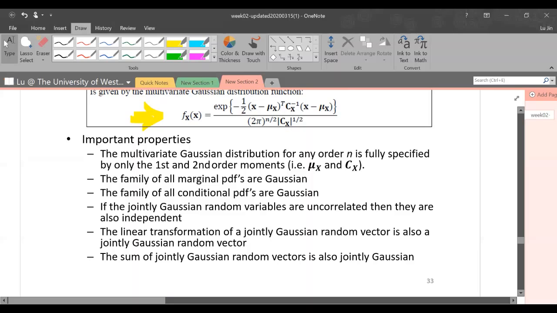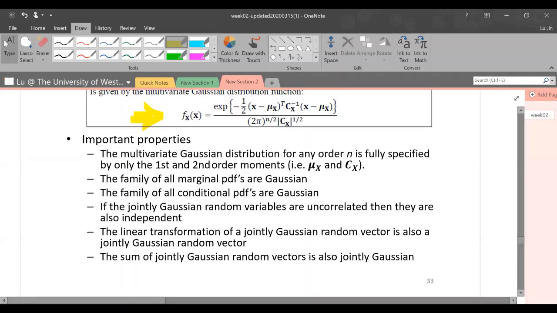Okay, but this is true for n random variable Gaussian distributions as well. Next one, the family of all conditional PDFs are Gaussian as well. Next one, if the jointly Gaussian random variables are uncorrelated, then they are also independent.